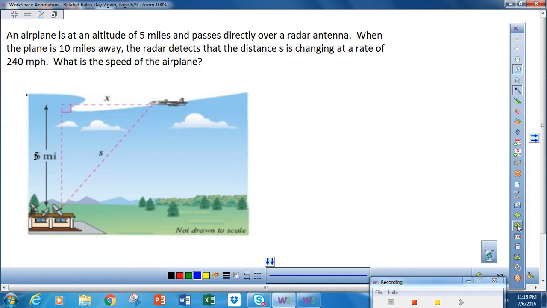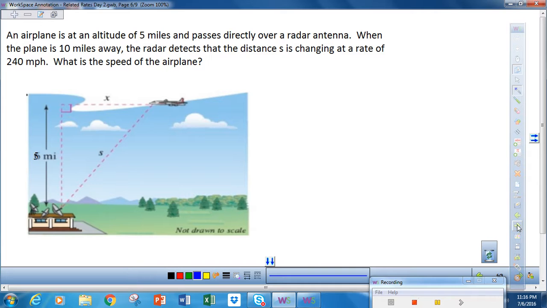So once again, I have created a picture for you. You have an airplane at an altitude of 5 miles, meaning that it's coasting at that altitude. The y value is not changing. And he passes over a radar, and he's doing 240 miles per hour is the rate at which the S is changing.